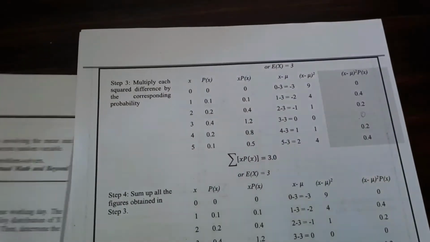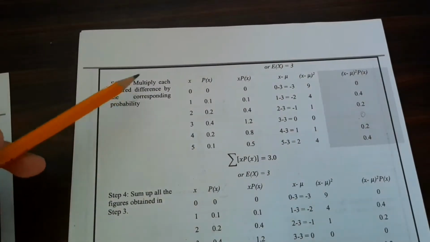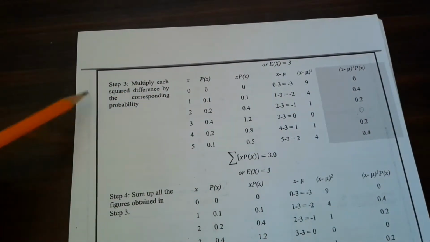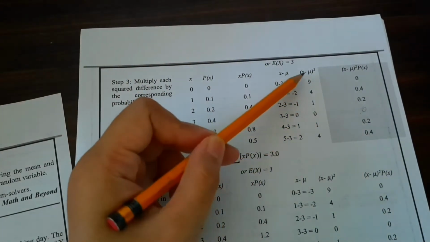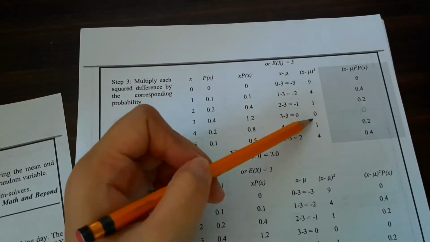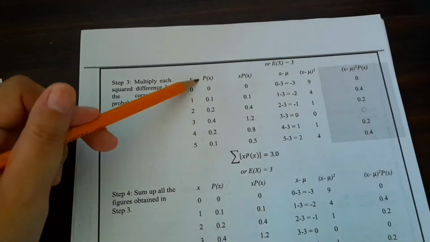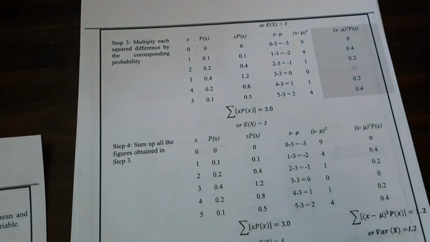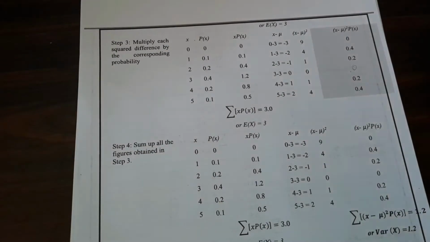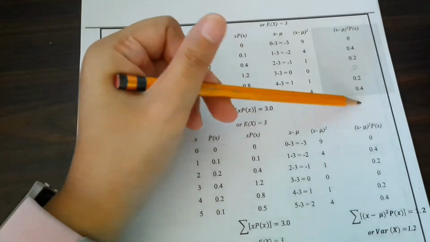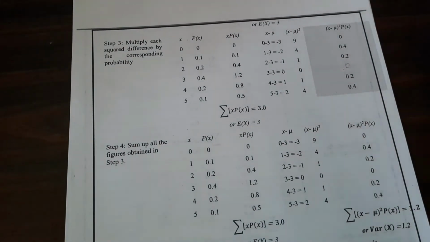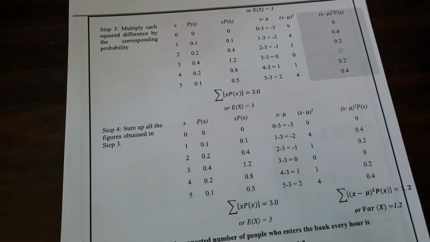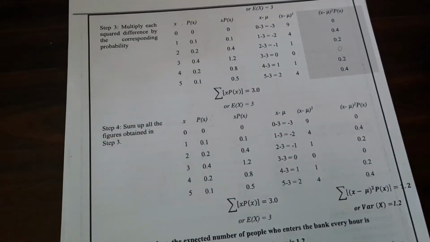So, step 3 is multiply each squared difference by the corresponding probability. So, i-multiply lang natin itong ating x minus mean squared sa ating probability, ito, sa p of x. And then, yung step 4 is to sum up all the figures obtained in step 3. So, isa-sum lang natin to or ipag-add lang natin to and the answer will be the variance. So, after natin isolve yun, mai-interpret na natin what is the variance of the probability distribution.